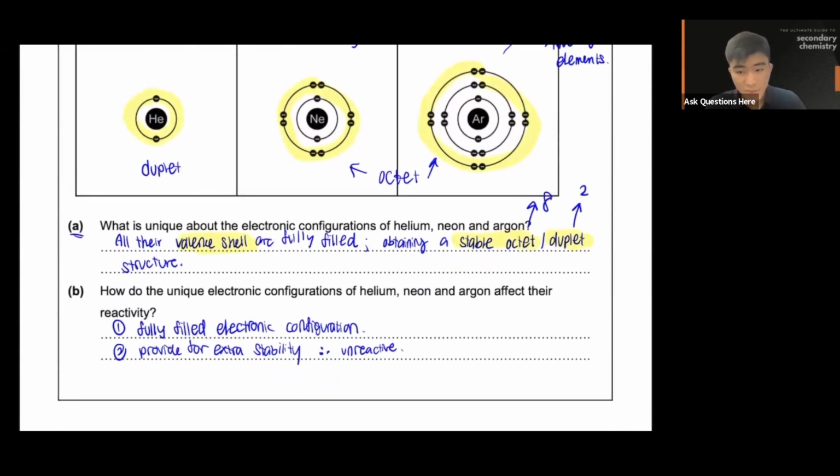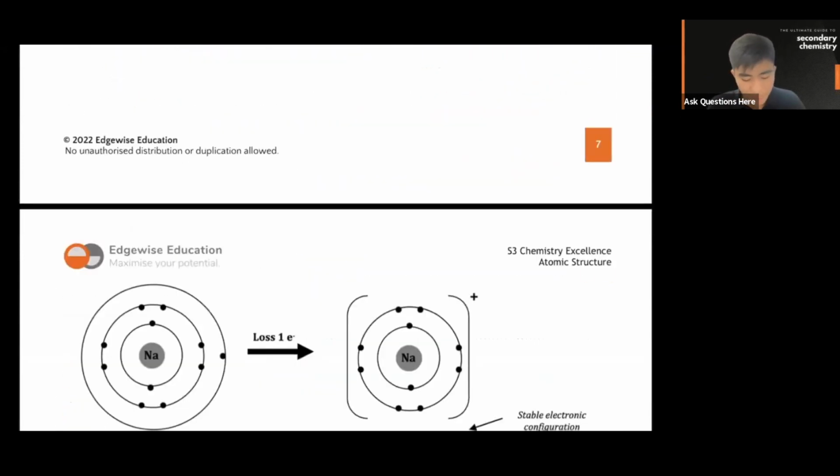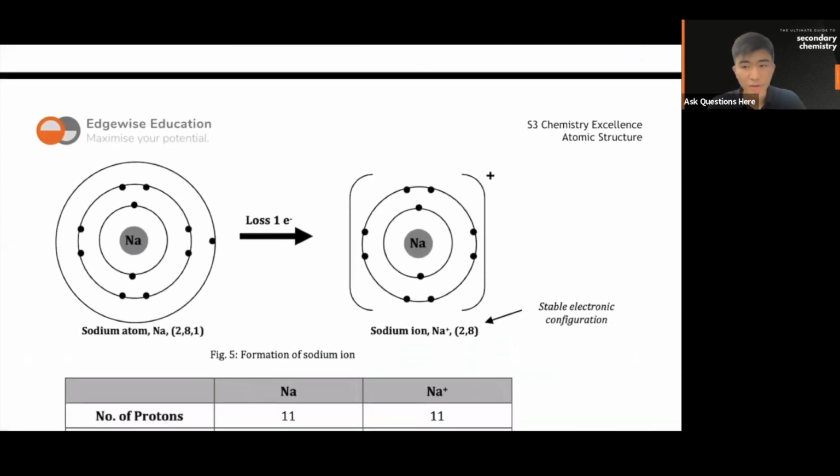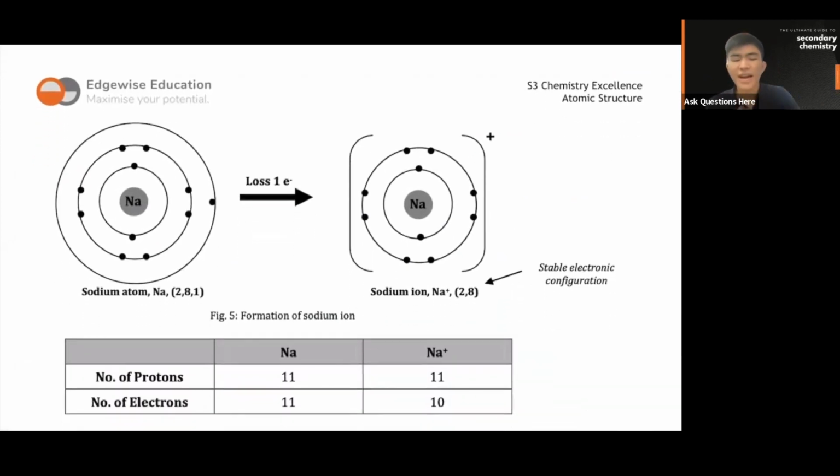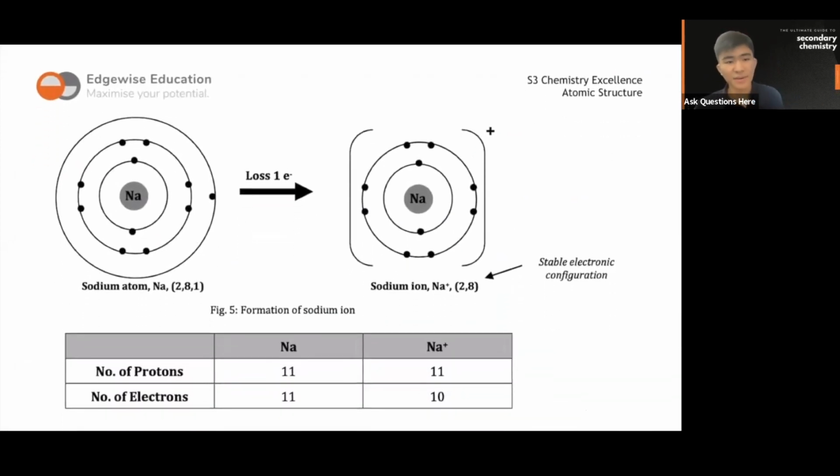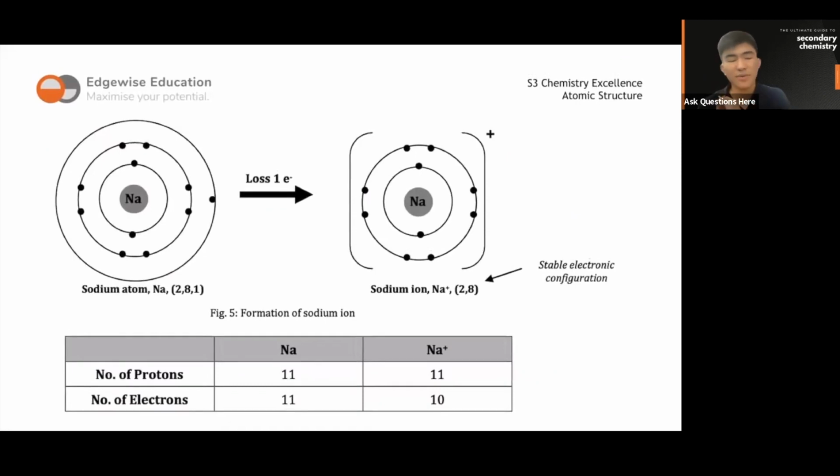And let's go down to page number 8. Page number 8 is the last part I'm going to go through today. But this is very, very important. Now, why do I say that? Because when students do not understand the basics of formation of ions, it will affect their future chapters.